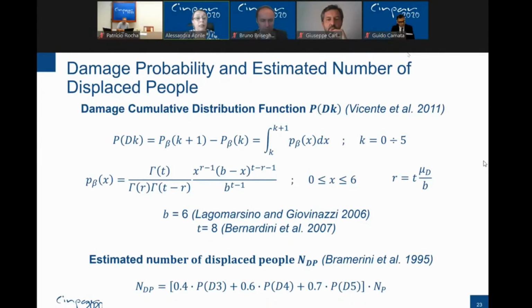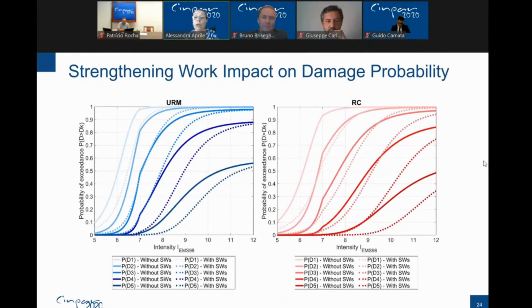The damage probability was worked out assuming the damage cumulative distribution function based on the beta distribution as proposed by Vicente. And also the number of displaced people was computed by using the formulation by Bramerini. And this is the result. You can see the impact of the strengthening work on damage probability as a function of earthquake intensity for both masonry and reinforced concrete structures. And you can observe that the reduction of the damage probability for a given earthquake intensity is definitely appreciable in both cases.